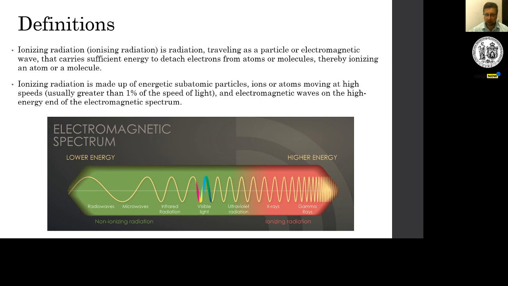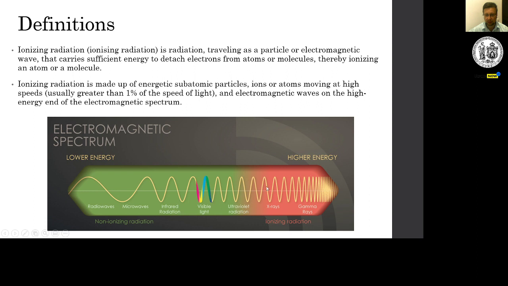What is ionizing radiation? Ionizing radiation is traveling as particle or electromagnetic wave that carries sufficient energy to detach electrons from atoms or molecules, thereby ionizing an atom or molecule. Ionizing radiation is made up of energetic subatomic particles, ions or atoms moving at high speeds, usually greater than 1% of the speed of light.